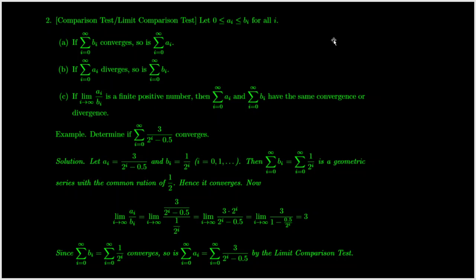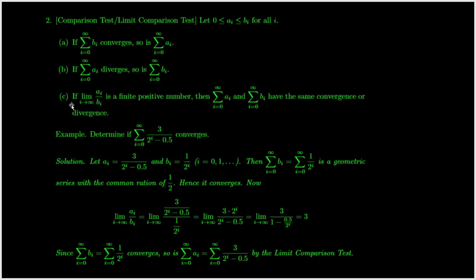In item 2, the comparison test roughly says that for a pair of series with non-negative terms, if the larger series converges, so does the smaller series. Likewise, if the smaller series diverges, so does the larger series. We illustrate the limit comparison test with an example.